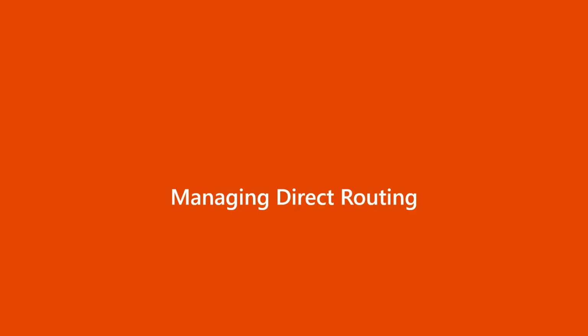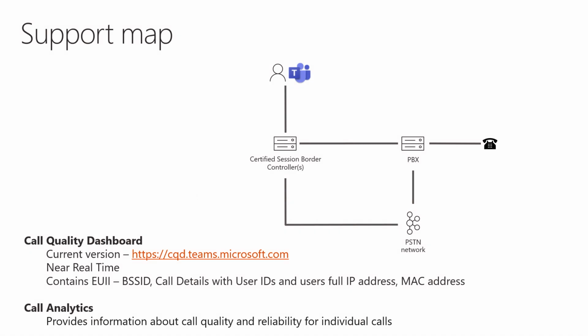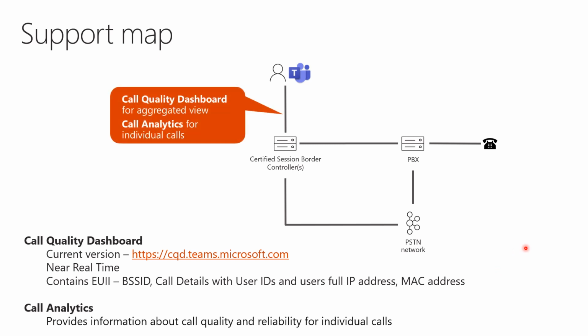Now let's talk about the tool sets we have for managing direct routing. When we look at the direct routing environment, as we've talked about before, we have our session border controllers, we have the PSTN network, perhaps we even have a third-party PBX in the mix here. How do we look at the environment and manage what's going on here? Well, first and foremost, if I'm looking at the connectivity between Teams and the session border controller itself, I can use tool sets such as the call quality dashboard or the call analytics.